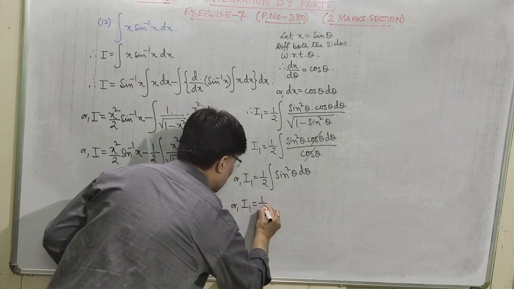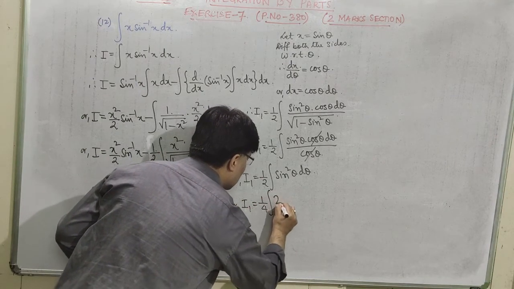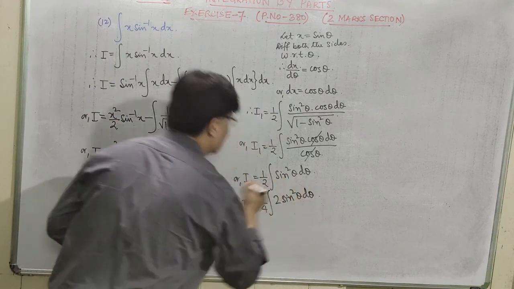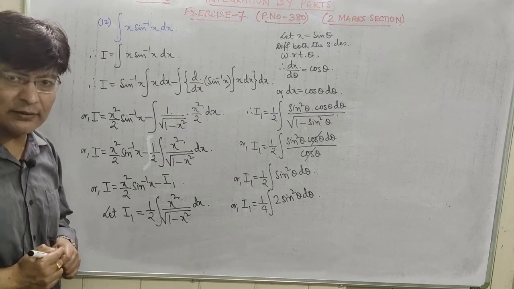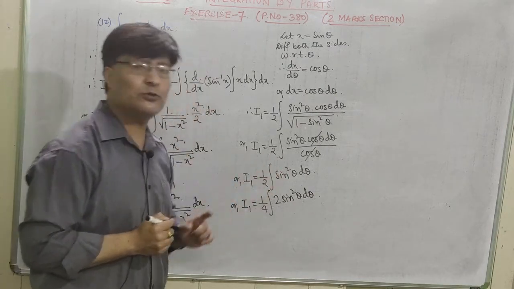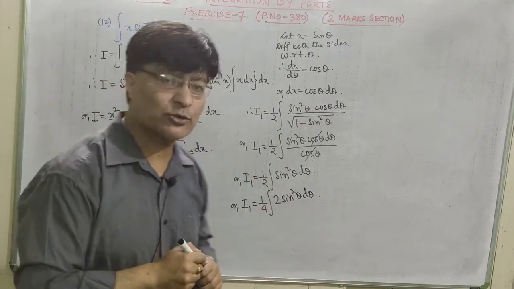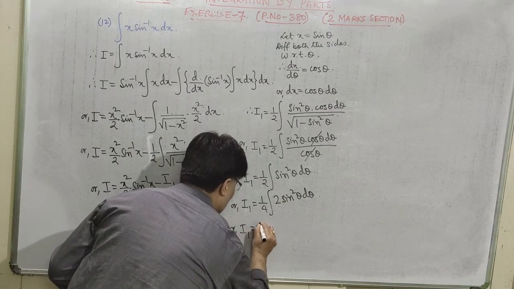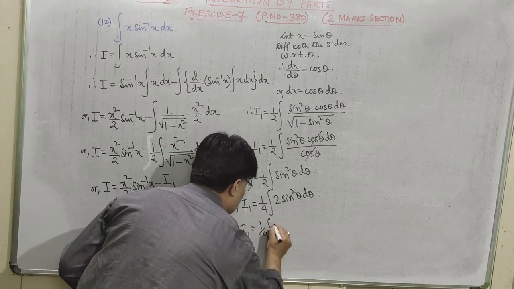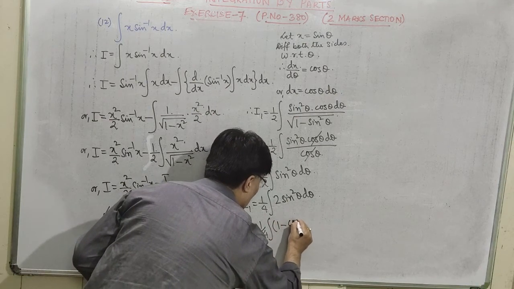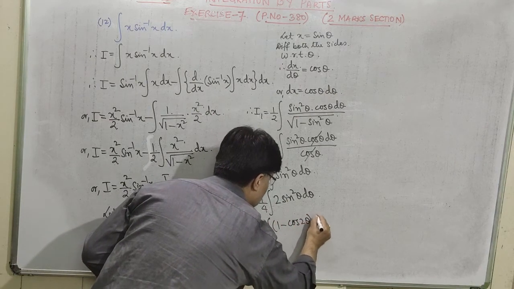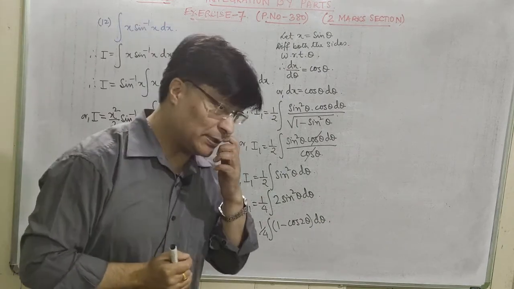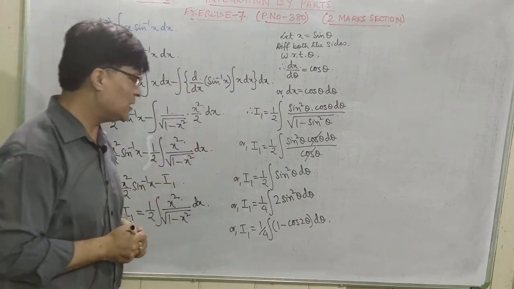So what do we get? 1/4 integration of 2 sine square theta d theta. Is that clear? So what is the formula for 2 sine square theta? You know that it is 1 minus cos 2 theta. So I1 is equal to 1/4 integration of (1 minus cos 2 theta) d theta. Now you can separate this integration and then you can easily integrate them.